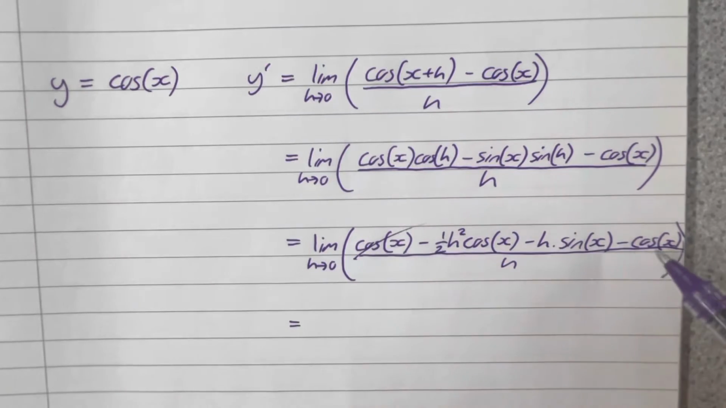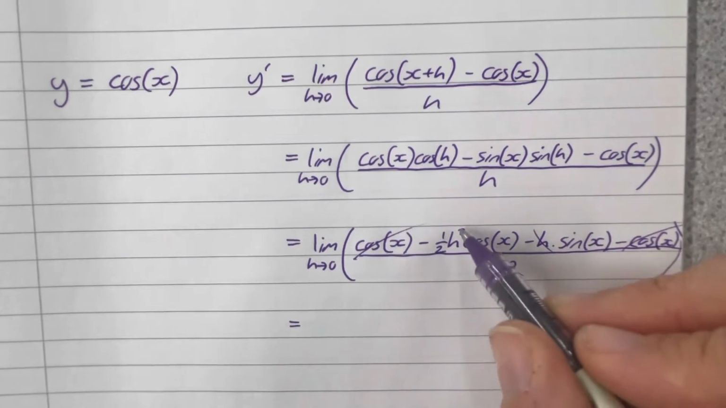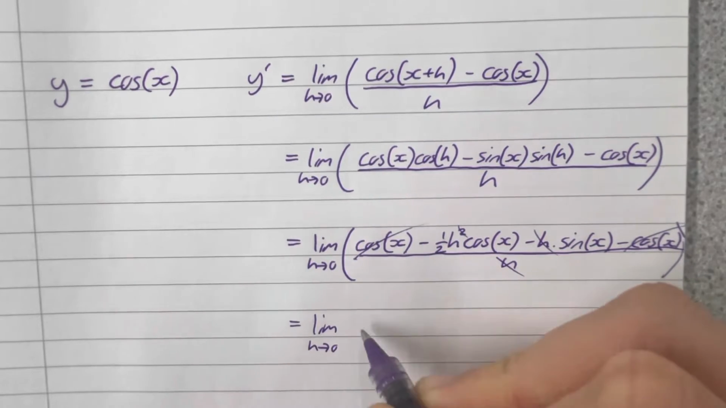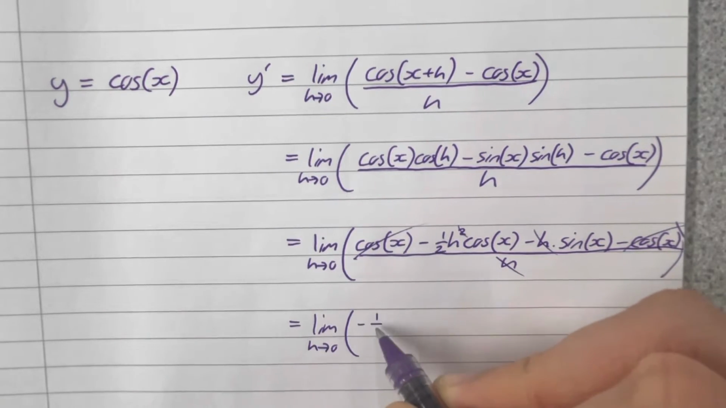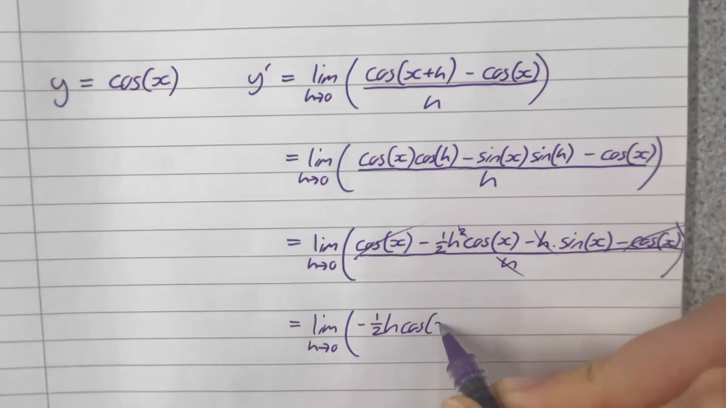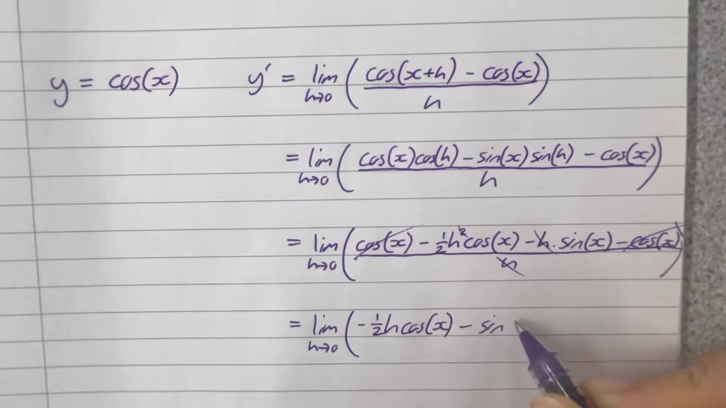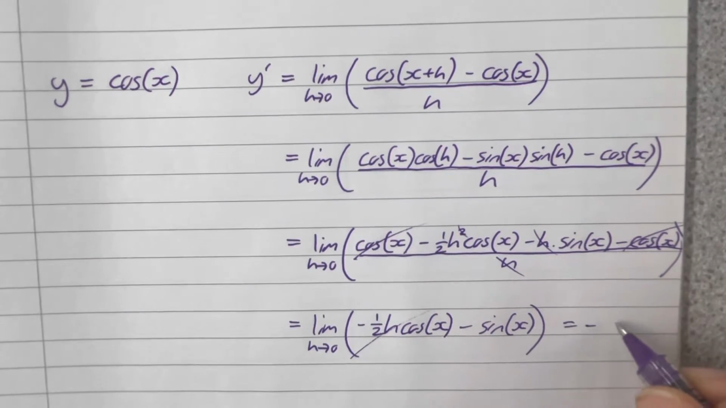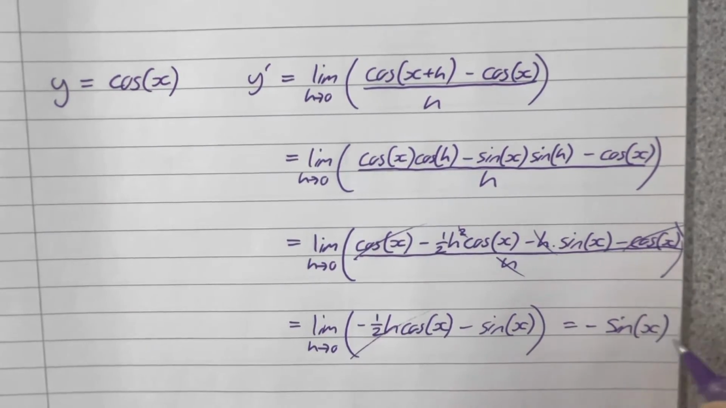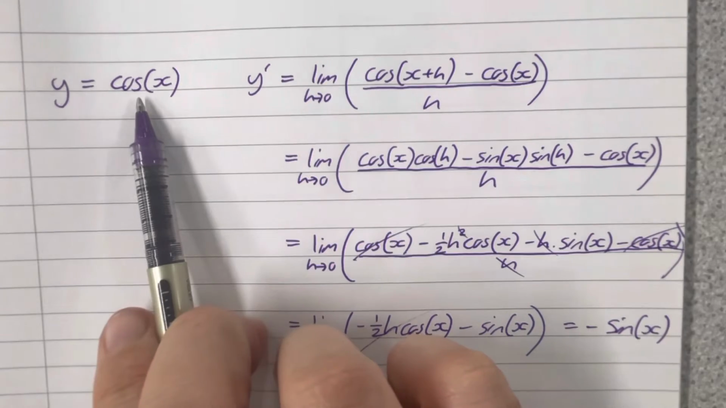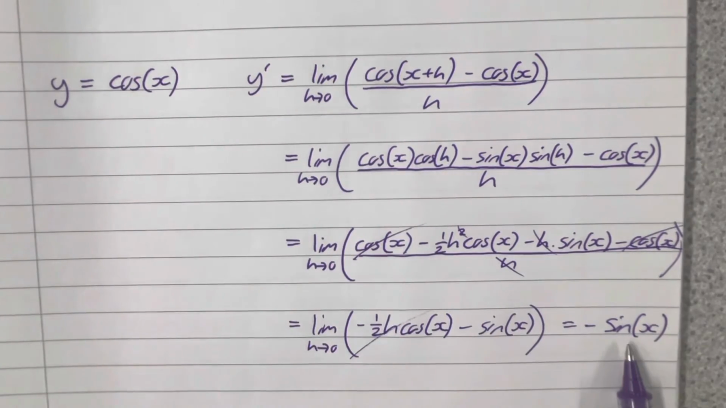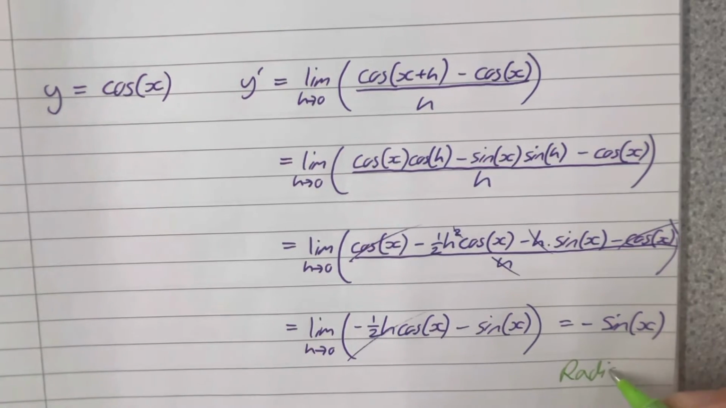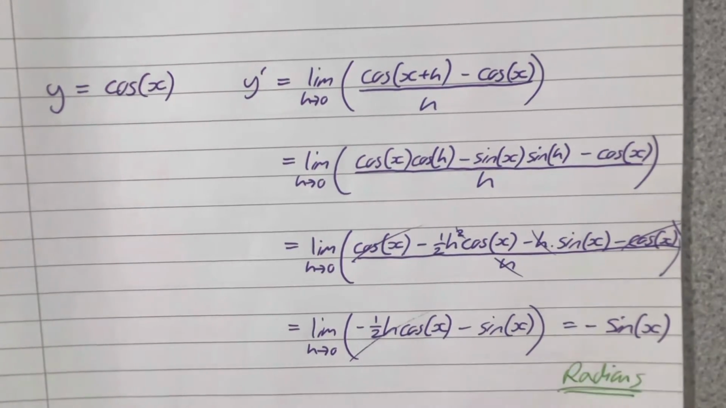And again, the cos of x terms cancel, h will cancel there, and that's the limit then, as h goes to 0 of minus a half h cosine of x minus sine of x, and I can take h to be 0 now, that disappears, and I'm left with minus sine of x. So cos differentiates to minus sine. Again, this is only true in radians. It must be in radians.